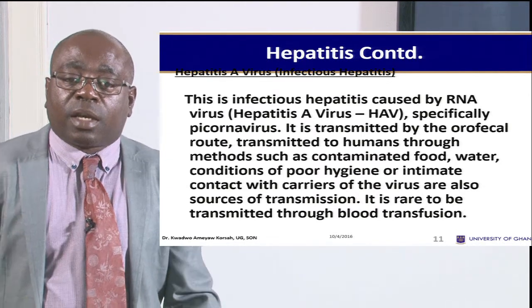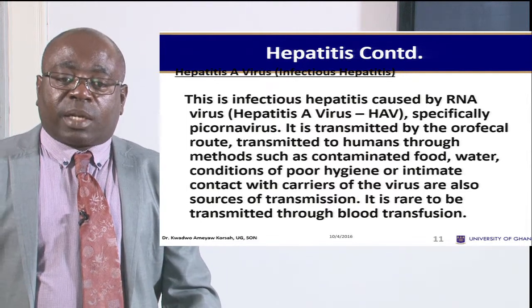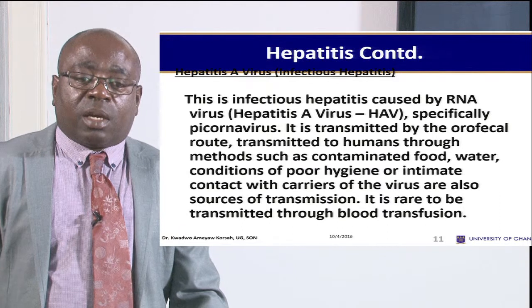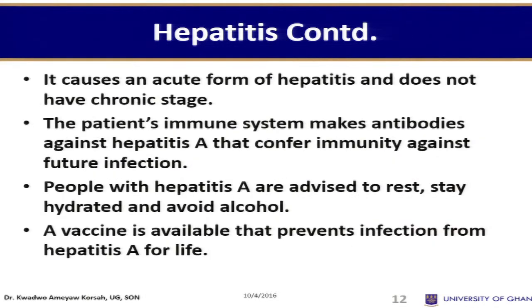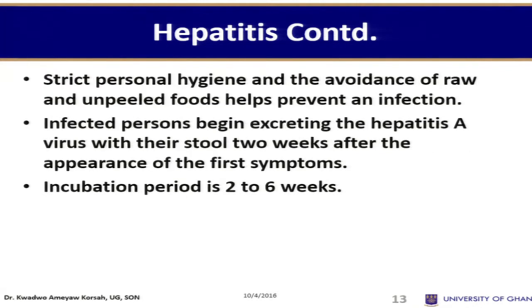Hepatitis A is caused by an RNA virus, specifically a picornavirus, and it is transmitted by the orofecal route. It is transmitted to humans through contaminated food and water, and poor hygiene practices or intimate contact with carriers of the virus are also sources of transmission. It is rare to be transmitted through blood transfusion. It causes an acute illness, and the patient's immune system makes antibodies against it.